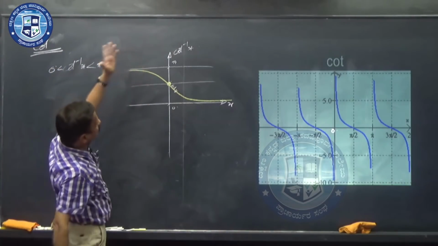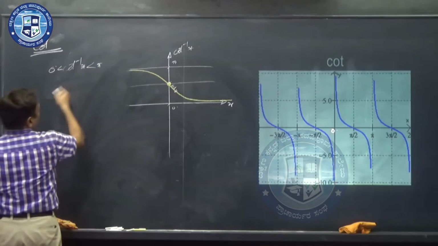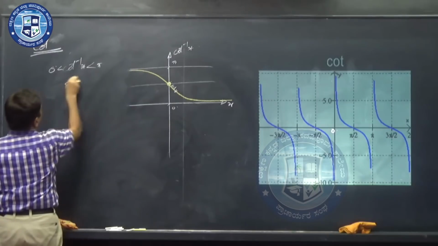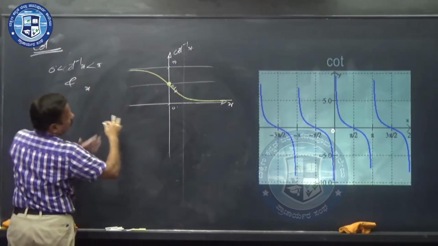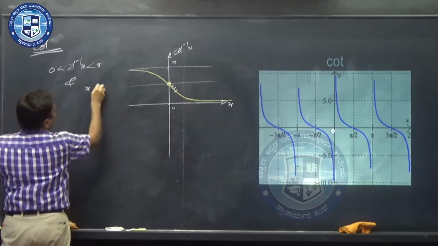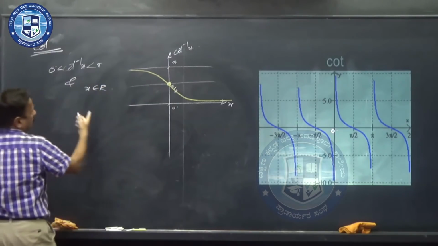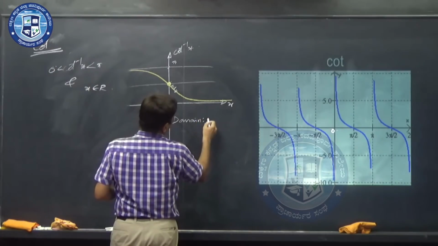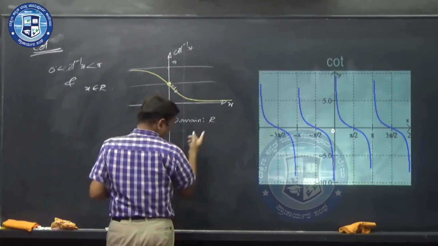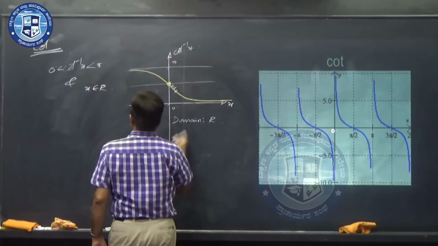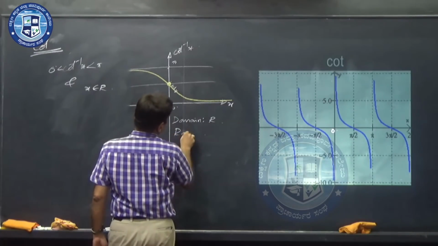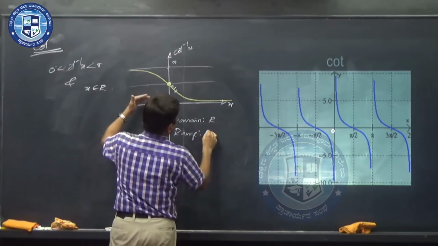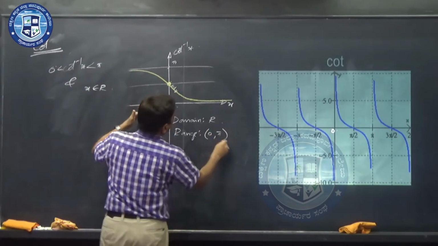Any value between 0 to pi, that is one thing, and x can be any real value. So the domain for cot inverse x is the set of real numbers, and the range is always between 0 to pi, open interval 0 to pi.